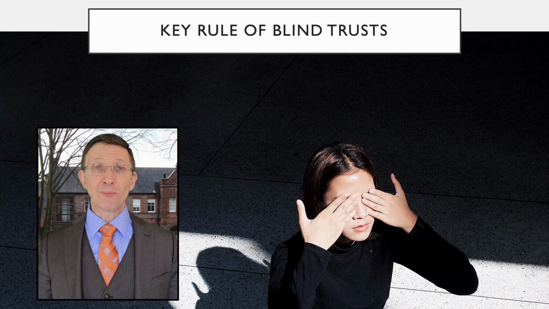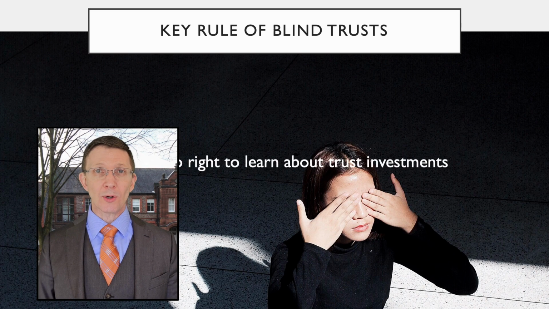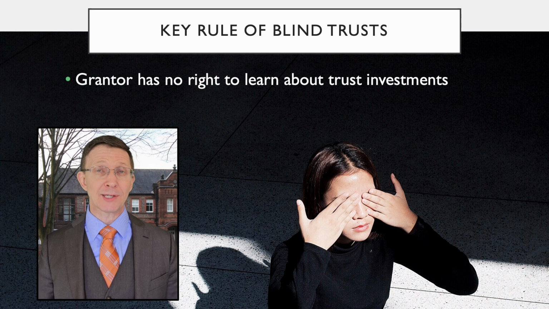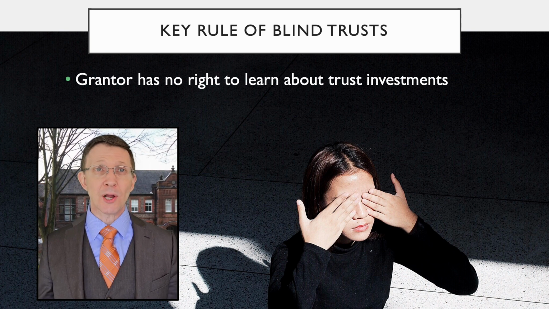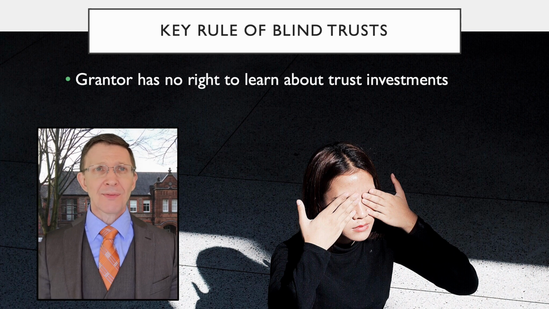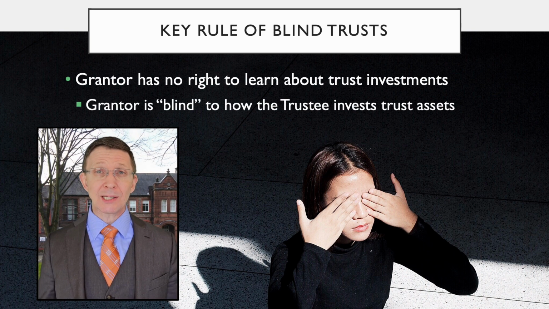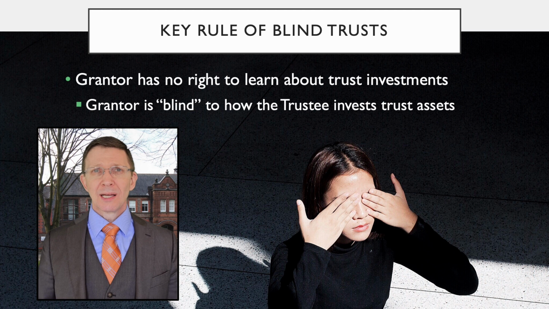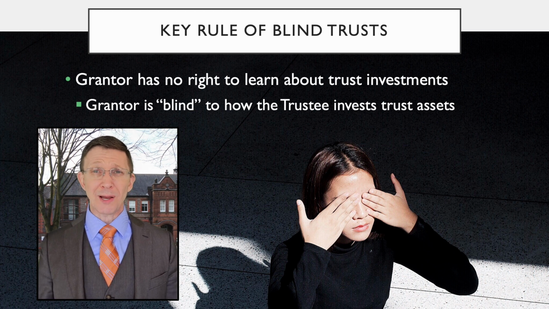The key rule of blind trusts is that the grantor, who typically is a beneficiary of the blind trust, has no right to learn about how the trustee invests and manages the trust's assets. That is, the grantor is blind to the trust's investments. This requires a great deal of faith in the trustee.